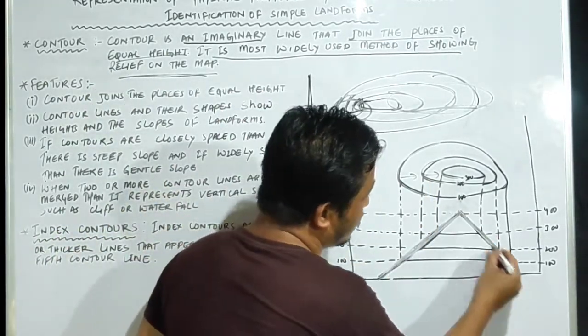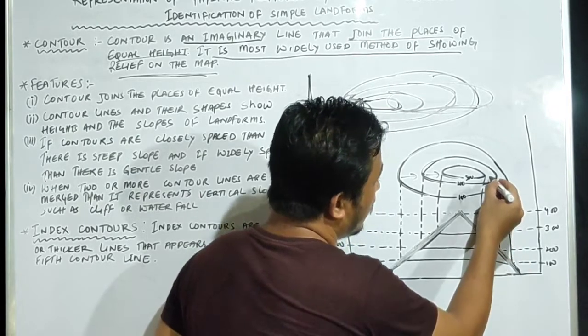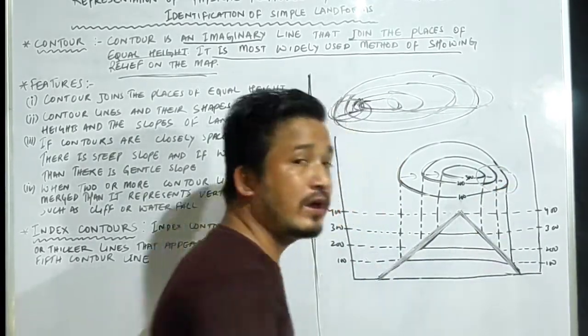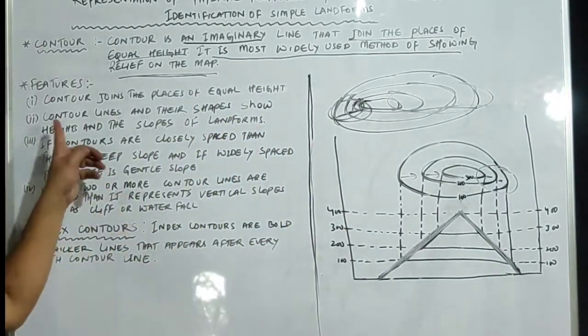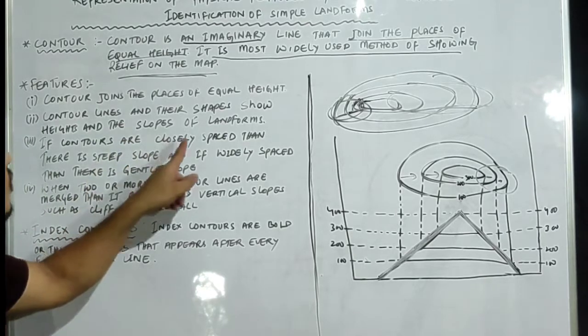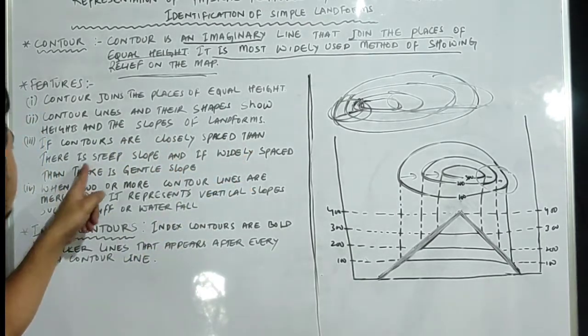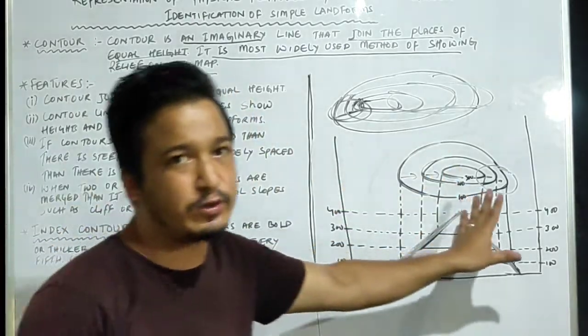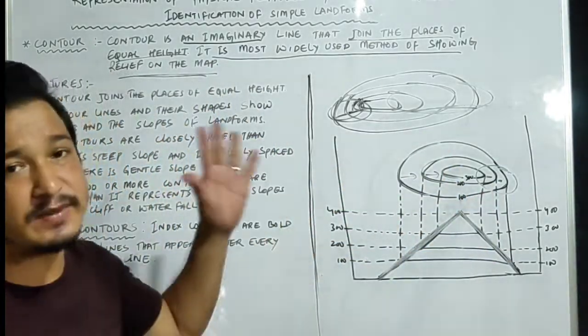Here we have a steep slope, and when we represent this slope on the map with the help of contour lines, they are very close to each other. So this is the second feature of contour lines. Third, if contour lines are closely spaced, then there is a steep slope, and if widely spaced, then there is a gentle slope. I told you about this with the help of this diagram.